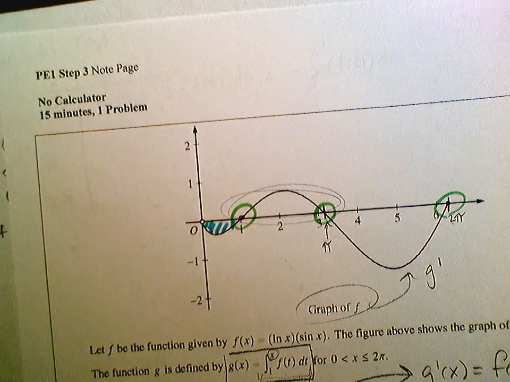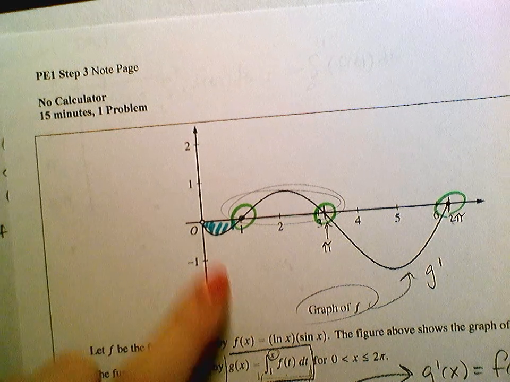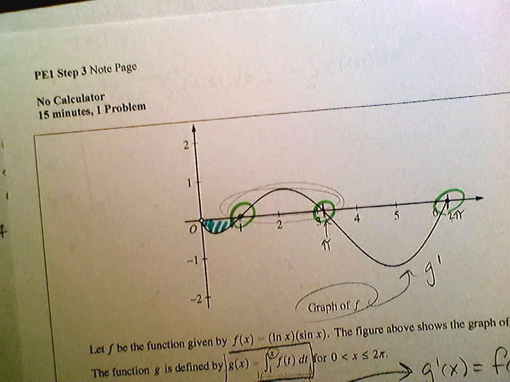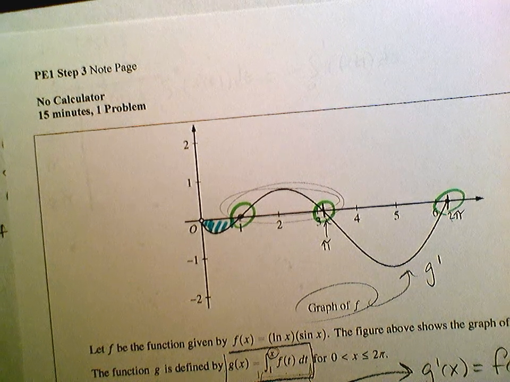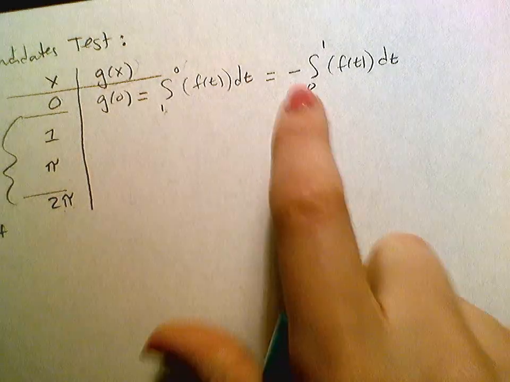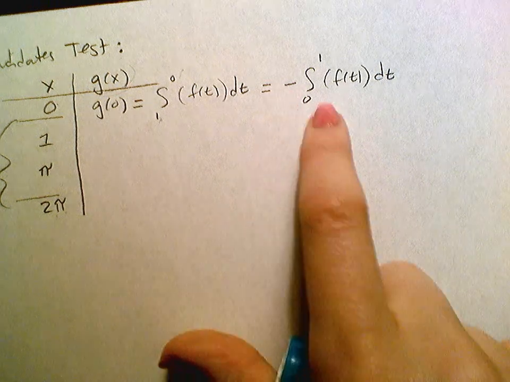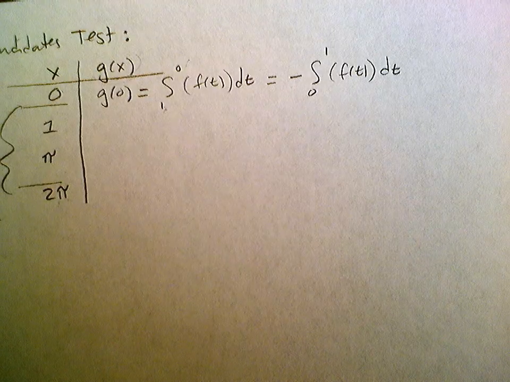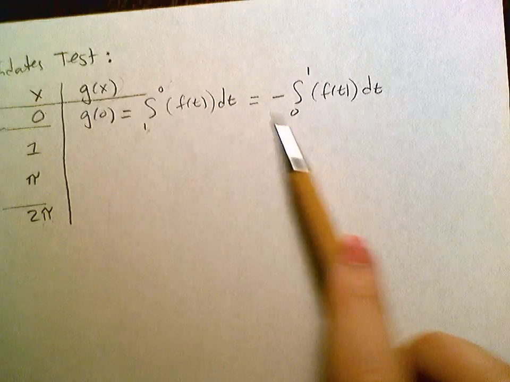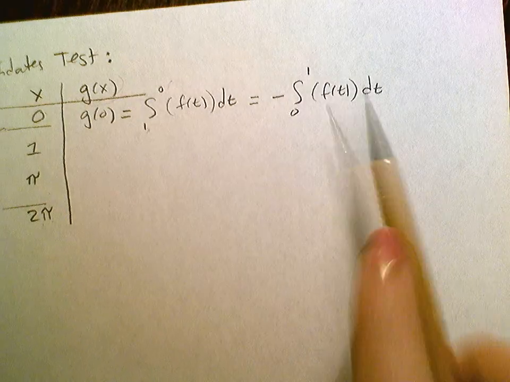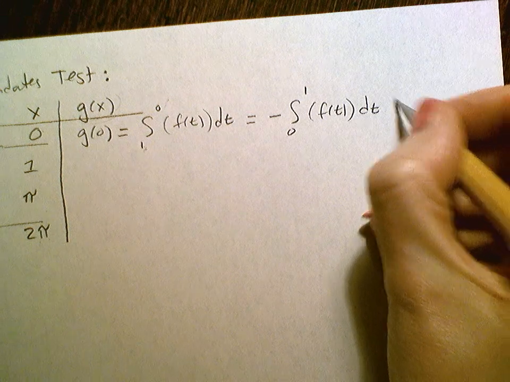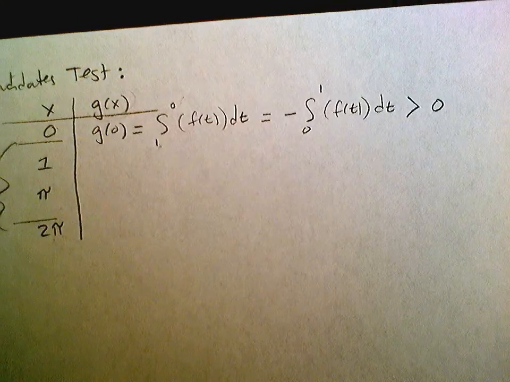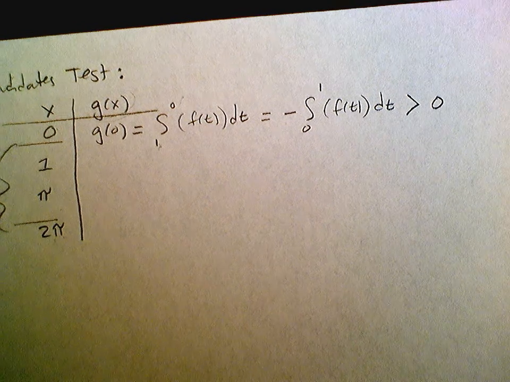Okay, but things I do know about this blue area. I know that it's negative. I know it's a negative area because it's below the x-axis. So I know that I'm negating a negative area. If you're negating a negative, that's a positive. So even though we can't say exactly what this number is, we can say that it's greater than 0. Okay, that's something that we can say.